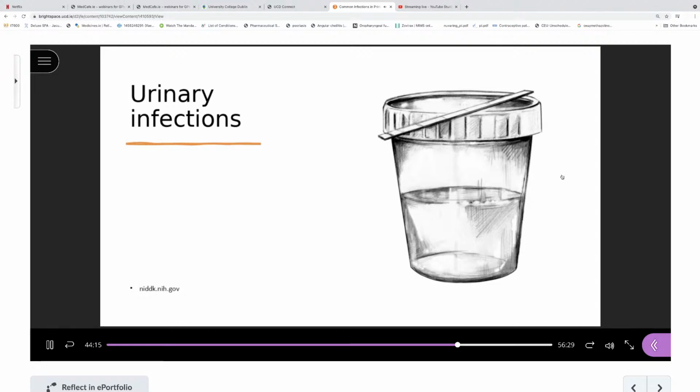Anybody with blood in the urine with a urine infection, we must arrange to get a follow-up sample to ensure that blood has resolved following antibiotic treatment. And the purpose of that is to make sure we don't miss any underlying malignancy as a cause of blood.